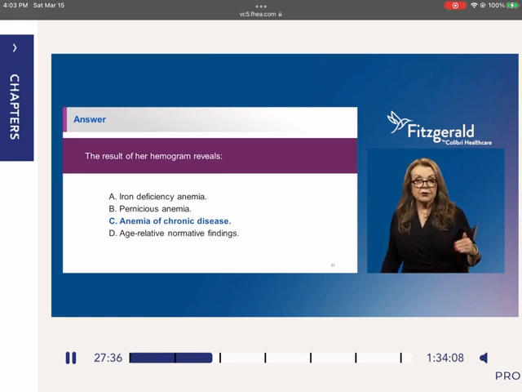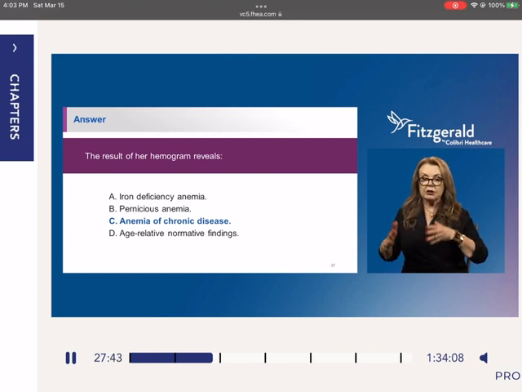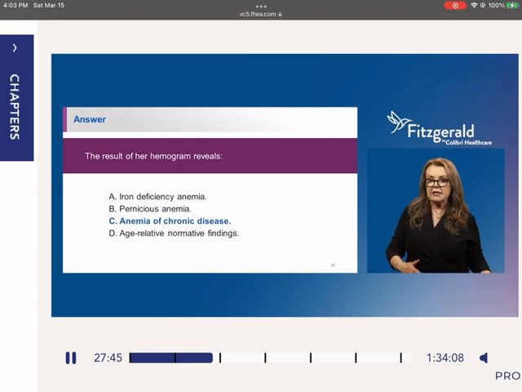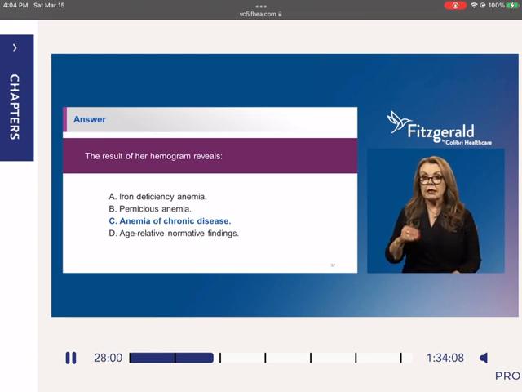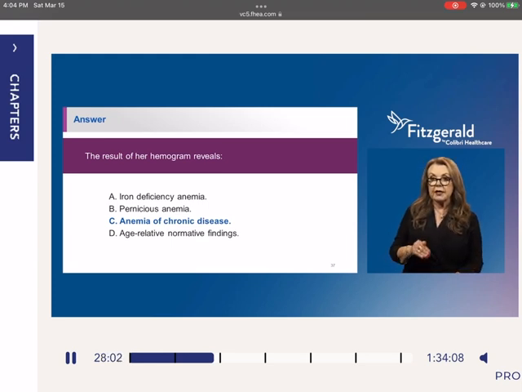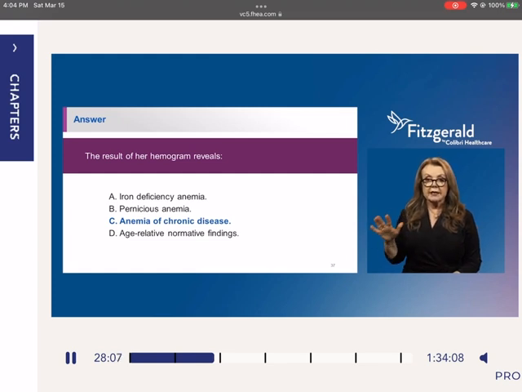If it was iron deficiency, I would expect that on boards, the scenario would not give me all that information about her joint aches and the fatigue and the unexplained weight loss. And on hemogram, she would be microcytic hypochromic, elevated RDW, because as you'll recall, what's the leading cause of iron deficiency anemia in adults? It is chronic low volume blood loss. C, anemia of chronic disease is the best answer.